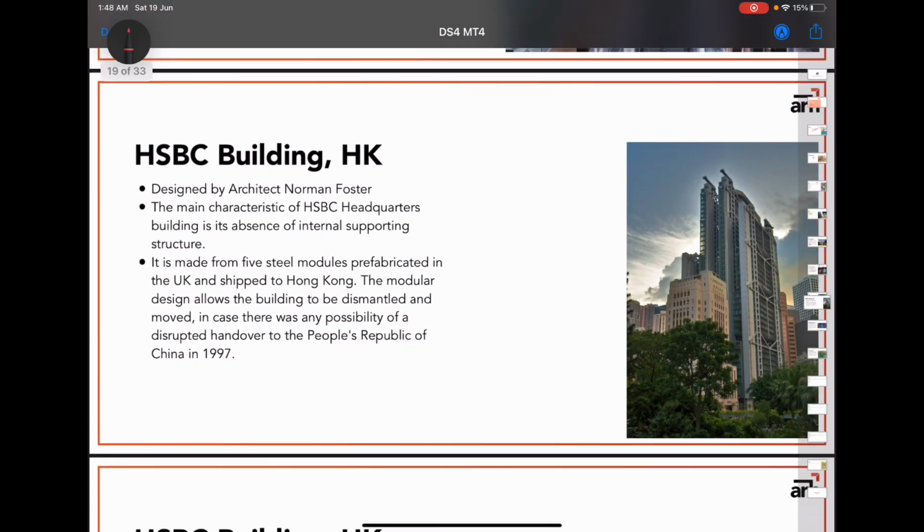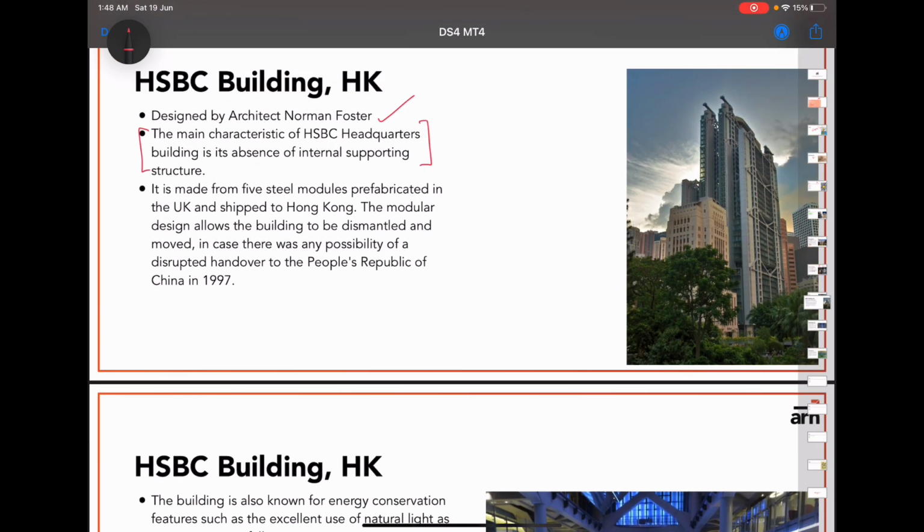Now, this building, as I said, is designed by Norman Foster, and this is a very beautiful building in its structure and how it handles the structural load. So the main characteristic of the HSBC headquarters building is the absence of internal supporting structure. I'll show you the image later. Now it is made up of 5 steel modules. You see these.